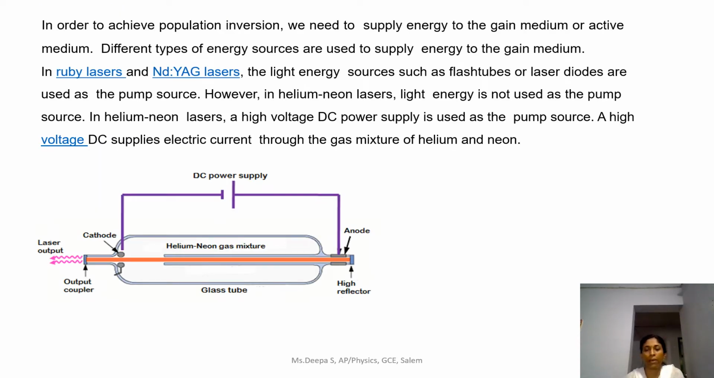The pumping method involved here is electrical discharge pumping. Here an external DC source is used to pump the atom from the ground level to the excited level. When DC power is applied to the glass tube, which is built with two electrodes, one a cathode and the other an anode, the electrons are accelerated from the electrodes. These electrons collide with the helium and neon mixture and pump the helium atom to the excited state, and the helium atom again transfers some of its energy to the neon atom, and the laser action takes place.